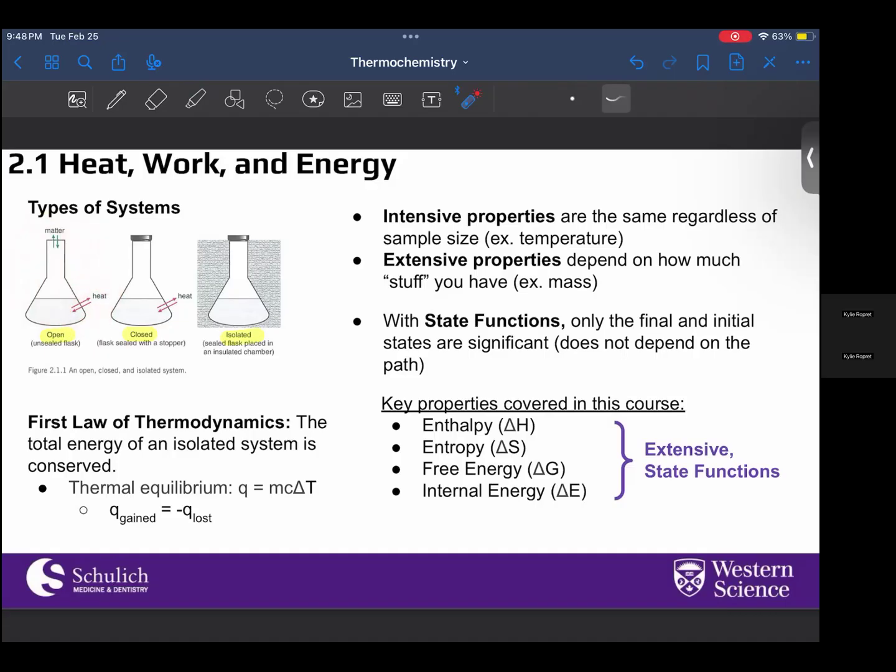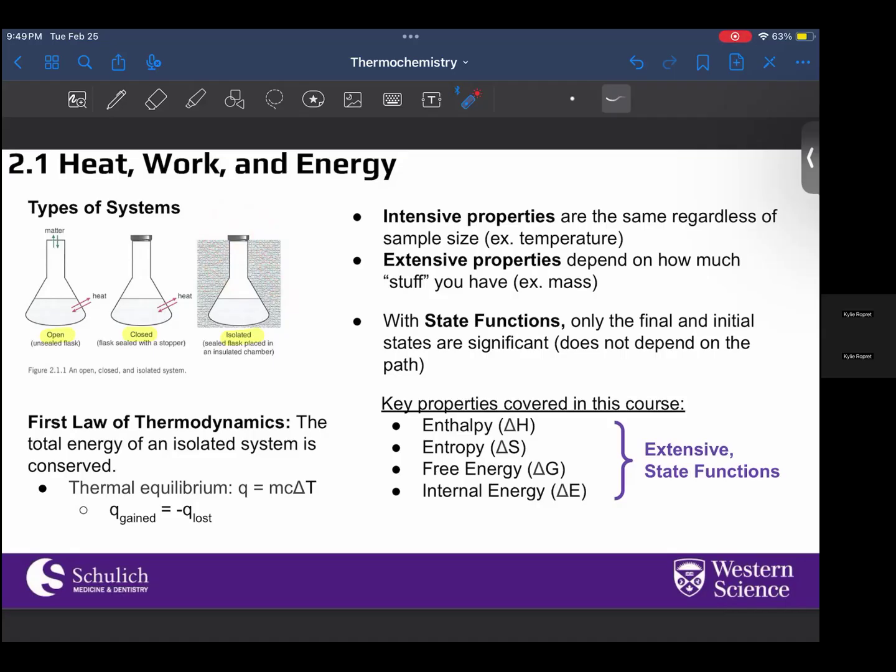The same thing would happen with a closed system, so we can have heat moving in and out, but you can see now we have a stopper at the top of the flask, so we can't have that evaporation of the water anymore. So matter cannot go in and out of a closed system. And then with an isolated system, neither matter nor heat can go in and out. And so you can see here we have our stopper, and we also have the flask insulated so that its temperature stays more or less the same.